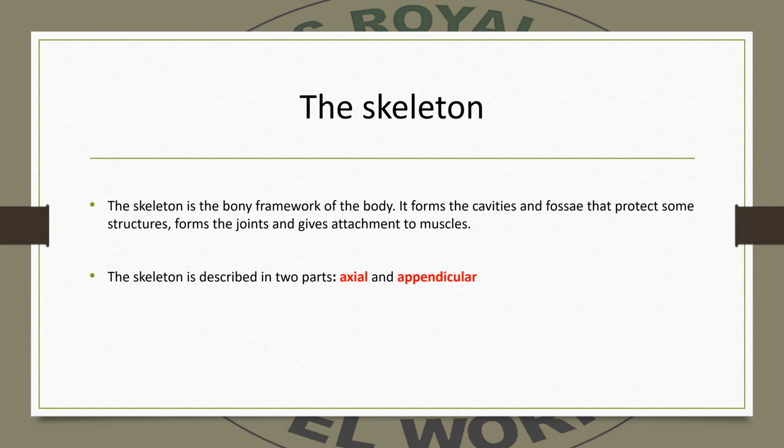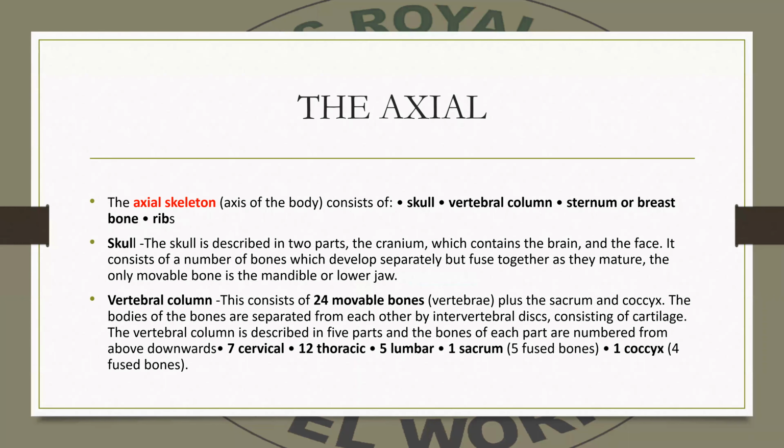When you're describing the skeleton, you can describe it in two main parts. Number one, the axial. Number two, the appendicular. The axial is simply the central part, the head, the spine and the ribs. The appendicular is the other parts that remain, the hands and the feet and the hips. The axial normally has the skull, the vertebral column, which is the spine, the sternum, which is the chest, and the ribs.